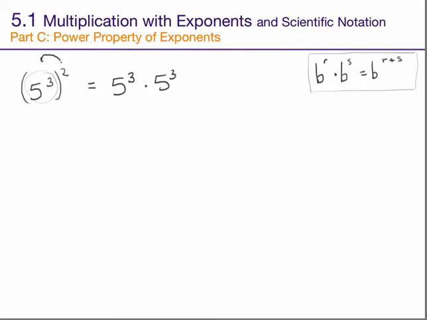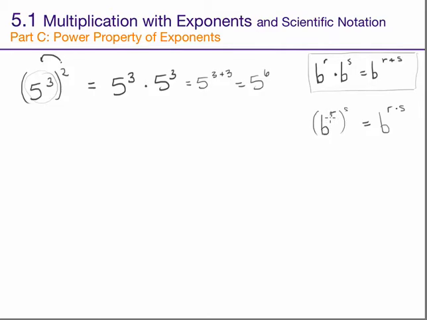Or we can use the result from the previous part, the product property of exponents. This says that as long as the base is the same, when I multiply two expressions that have the same base and different exponents, I add the exponents. Using that property here gives me 5 to the 3 plus 3, which is 5 to the 6th. That's the same thing as we got when we did it the other way.